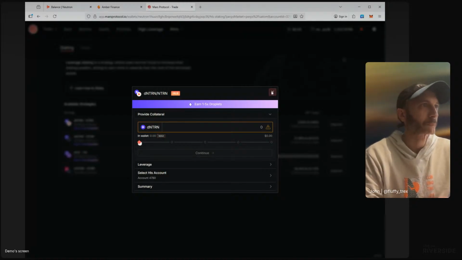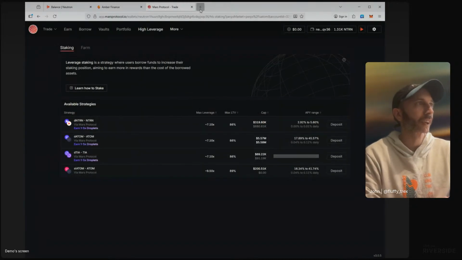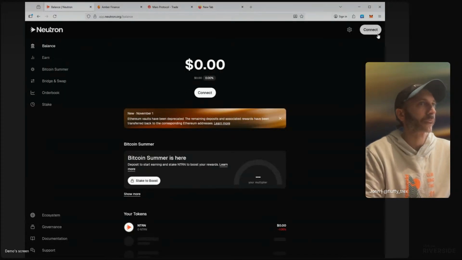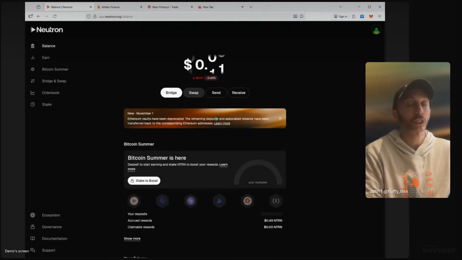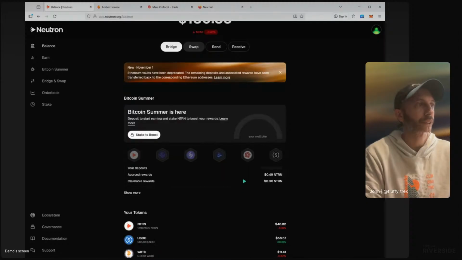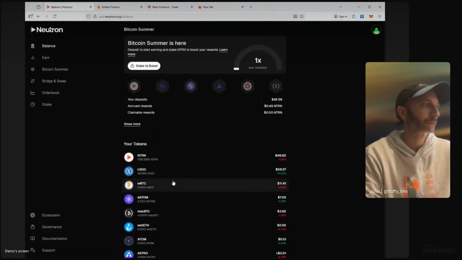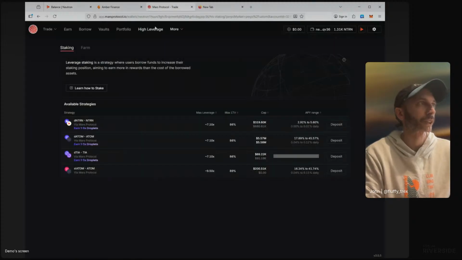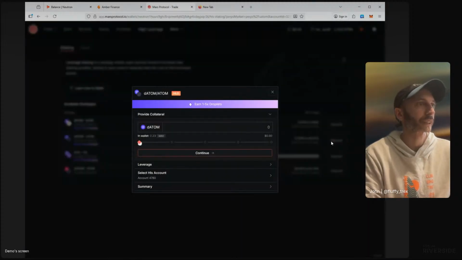Okay, so if you want to do the strategy, you actually need to start with the dNTRN tokens in your wallet. It can't be in Mars. So we have some dATOM we could probably show with dATOM instead. If you click your deposit, yeah, you see there's a little bit of dATOM there.